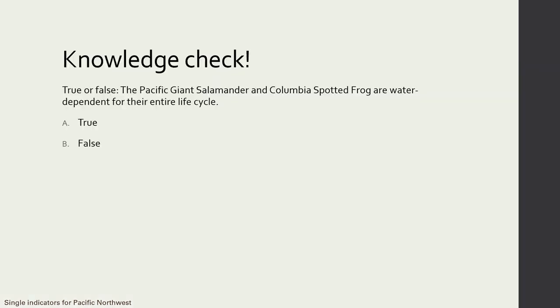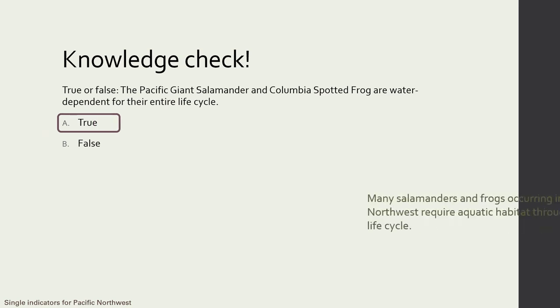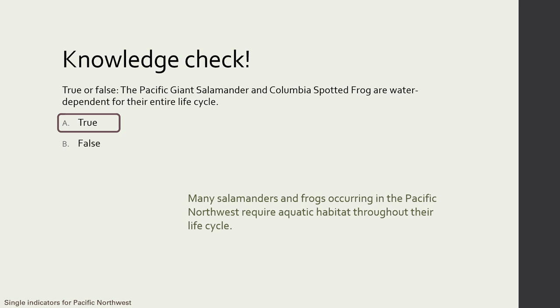Knowledge check. True or false? The Pacific giant salamander and Columbia spotted frog are water dependent for their entire life cycle. True. Many salamanders and frogs occurring in the Pacific Northwest require aquatic habitat throughout their life cycle.